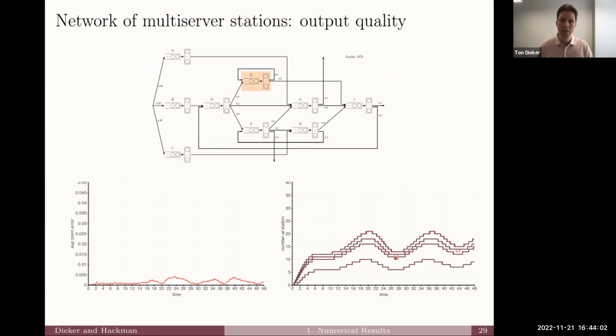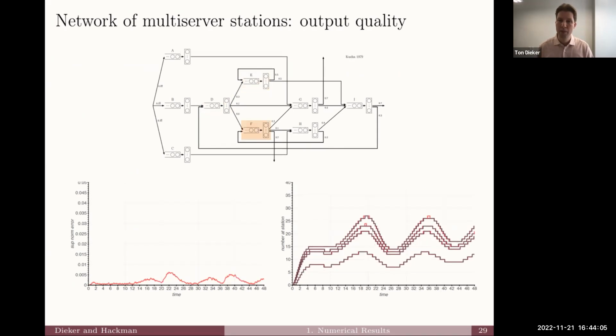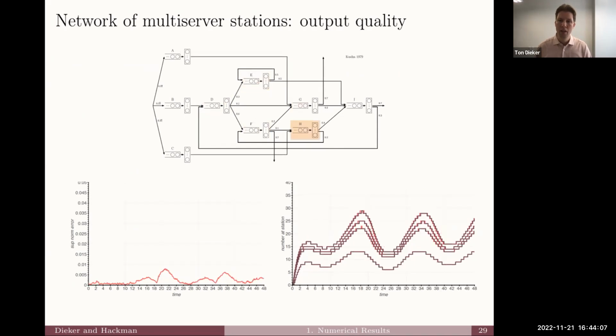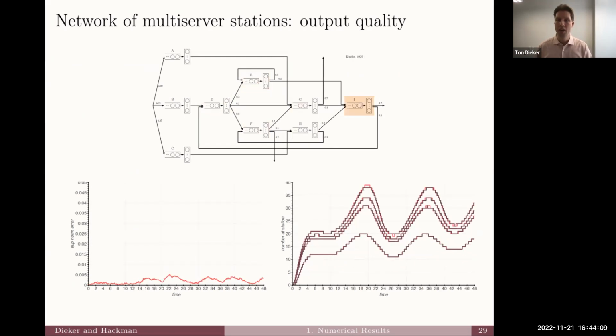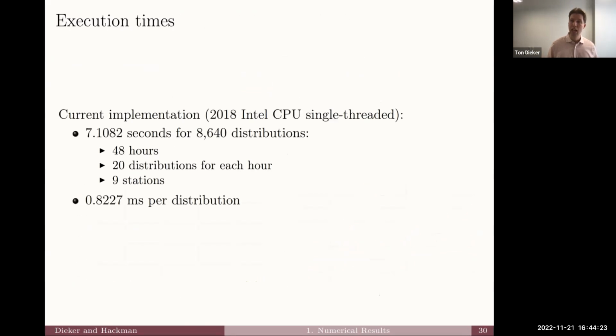On the right, you see the percentiles as a function of time. This is for E, F, G, H, and I. You would think that all the errors accumulate in station I, but surprisingly, actually, it's still extremely good. And it takes less than a millisecond to produce each of these distributions.